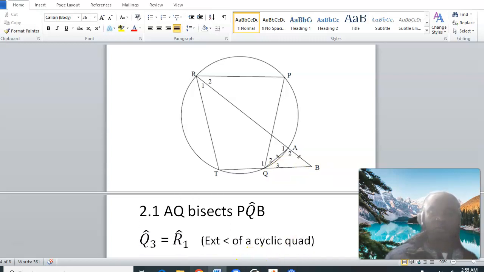The first thing we are going to look at is Q3 is equal to R1. This is the exterior angle of a cyclic quad. Here this is a cyclic quad, this side 1, 2, 3, 4. So the cyclic quad RTQA. When you extend it, this is the exterior angle of a cyclic quad. So Q3 is equal to R1.